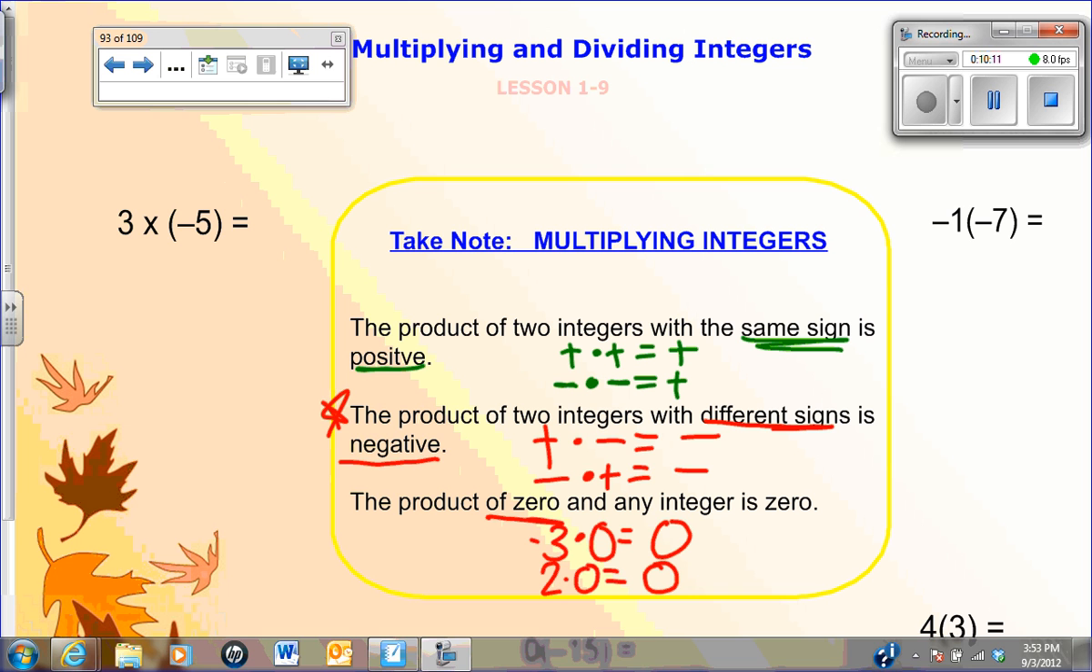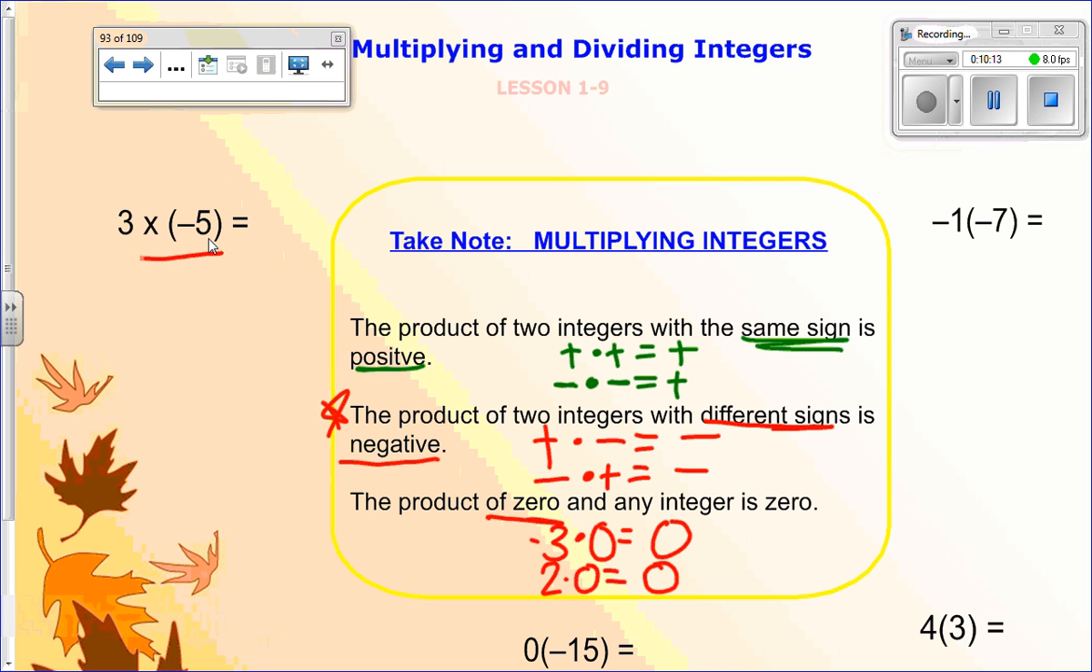Now, if I look at this first one, 3 times negative 5. I see a positive 3 times a negative 5. That's different signs, so I know my answer is going to be negative. And then I look, 3 times 5 is 15. So I have 3 groups of negative 5. I'm going to get negative 15. Then down at the bottom, I have 0 times negative 15. That fits under this third bullet point. Anything times 0 is 0. So 0 times negative 15 is 0.